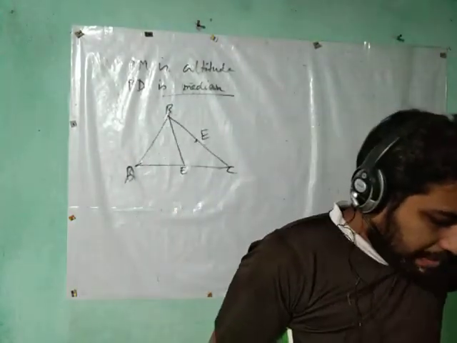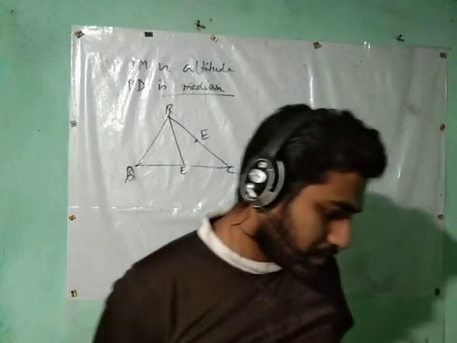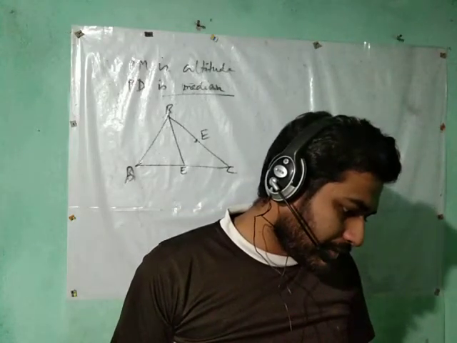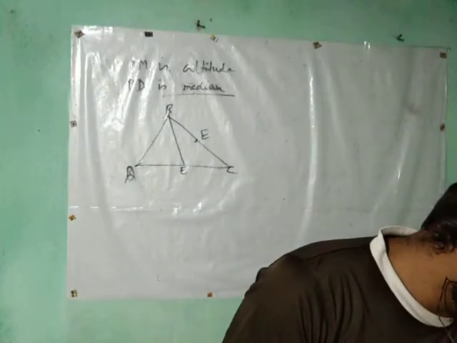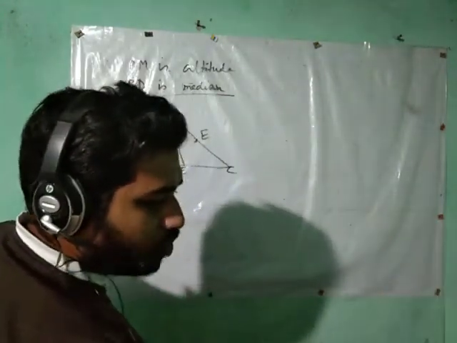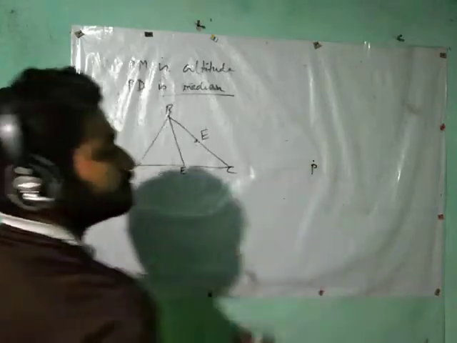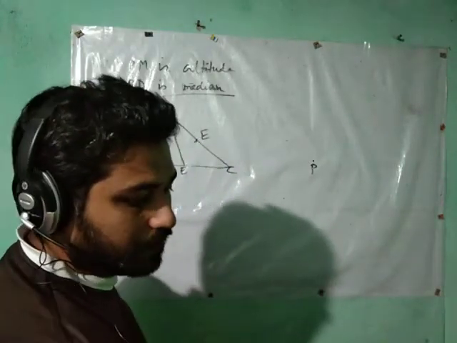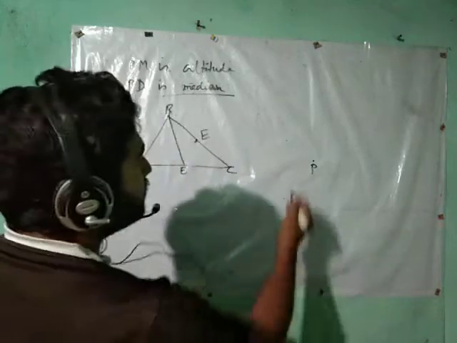2B. In triangle PQR, PQ and PR are altitudes of the triangle. Okay, no problem. P is common in both cases. Suppose this is the point P. How will I draw? Suppose P is the point from where you have to draw a perpendicular.